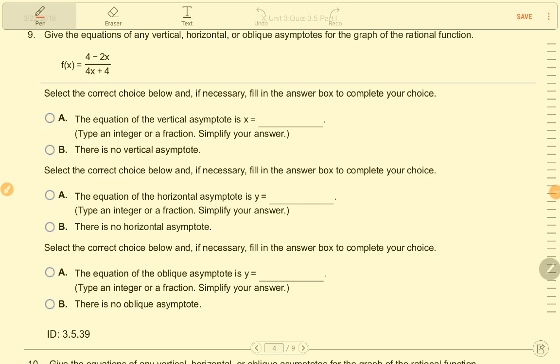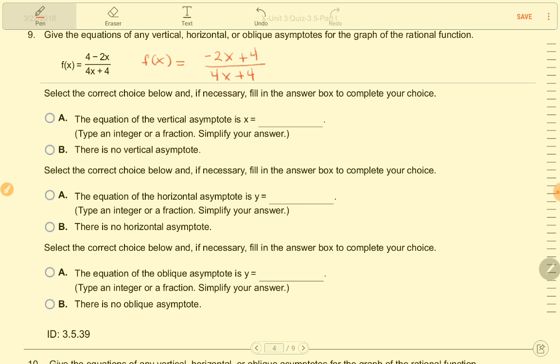All right, so it says give the equations of any vertical, horizontal, or oblique asymptotes for the graph of the rational function. So we have, let's rewrite this as f of x equals negative 2x plus 4 over 4x plus 4. I just wanted to have the terms from degree least to greatest, right?